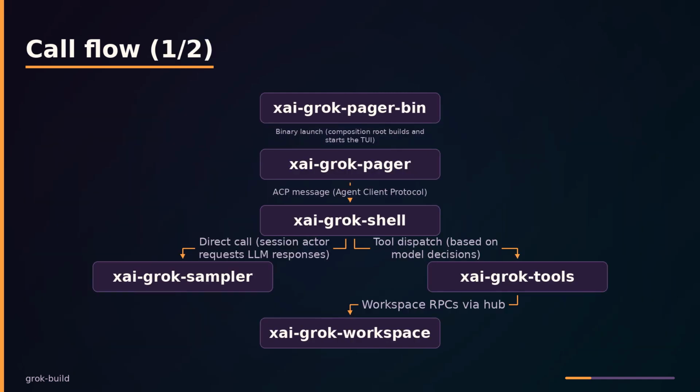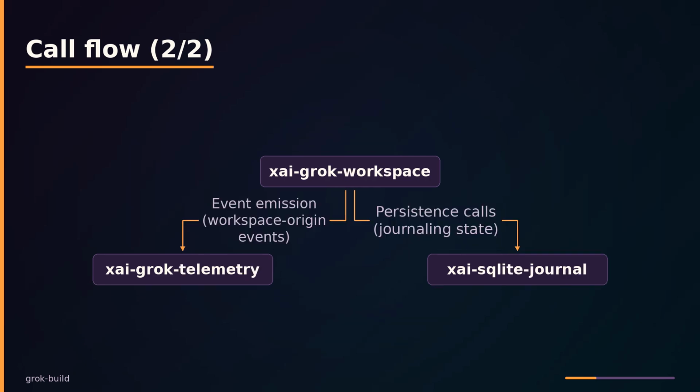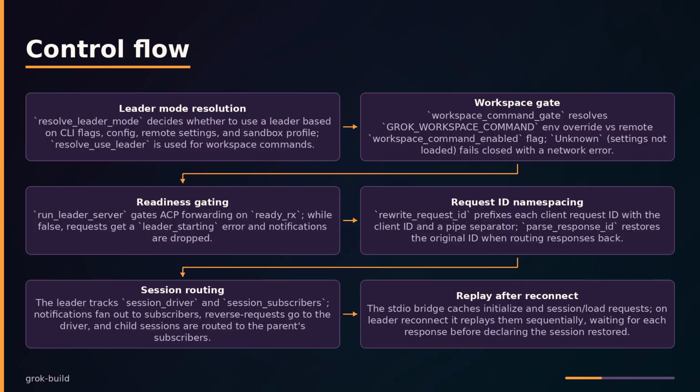Who calls whom? Zygrok Pager bin calls Zygrok Pager over binary launch; the composition root builds and starts the TUI. Zygrok Pager calls Zygrok Shell over ACP message, agent client protocol. Zygrok Shell calls Zygrok Sampler over direct call; the session actor requests LLM responses. Zygrok Shell calls Zygrok Tools over tool dispatch, based on model decisions. Continuing the call chain: the decision points along the way.